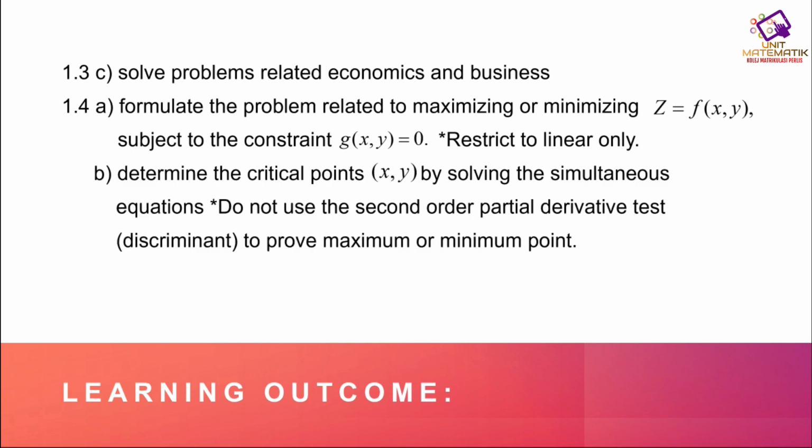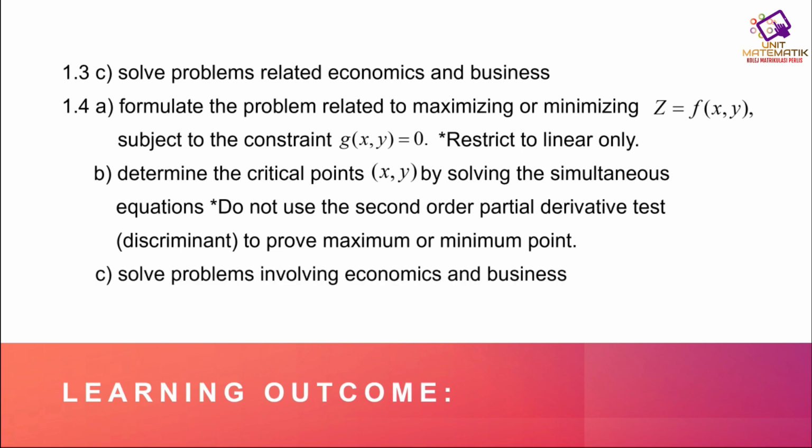And then for B, determine the critical points (x,y) by solving the simultaneous equations. Do not use the second order partial derivative discriminant to prove maximum or minimum point. And the last one, solve problems involving economics and business.